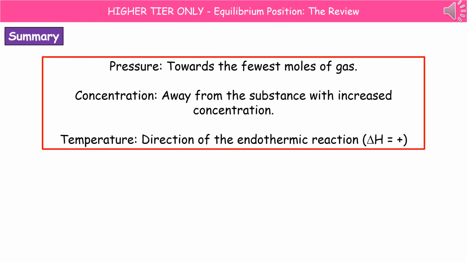Quick reminder for you then of our 3 conditions and what the effect is on the equilibrium position. If we increase the pressure, it goes towards the fewest moles of gas. If we increase the concentration, it moves away from the substance with that increased concentration. And if we increase the temperature, it moves in the direction of the endothermic reaction, so the delta H plus value.